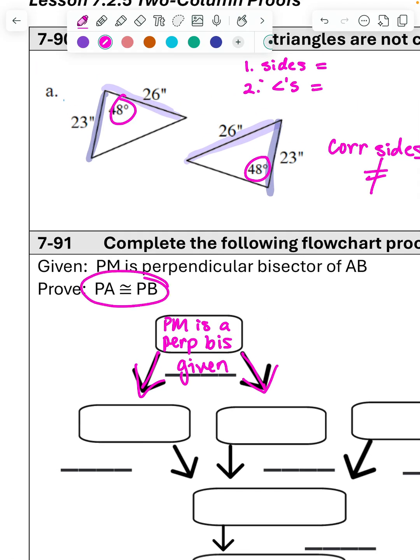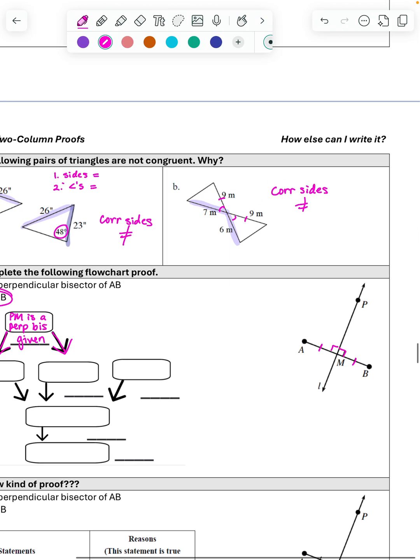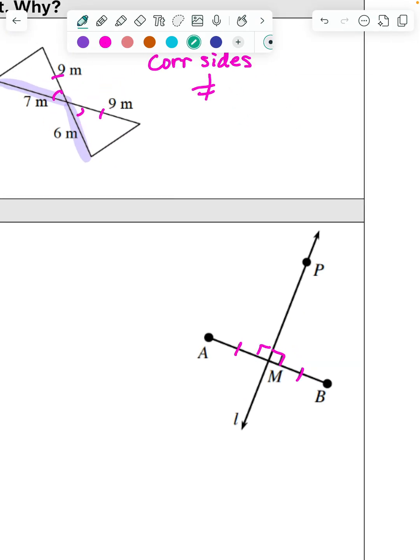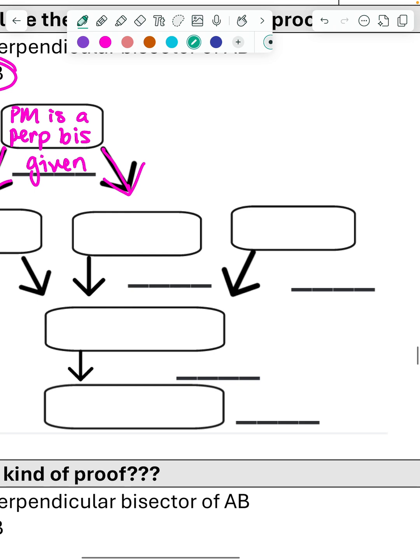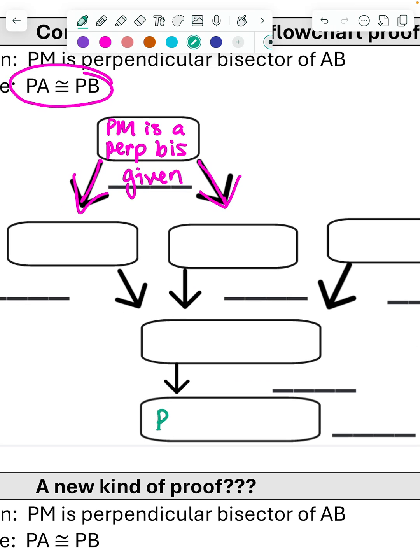And we're trying to prove that PA is congruent to PB. Now, we don't even have PA, so we're going to have to draw that in. There's line PA, here's line PB. This is what we're trying to prove. So whatever we're trying to end with is what we can fill that last bubble with. We are trying to somehow say that PA is congruent to PB.